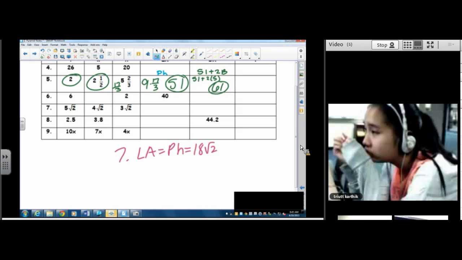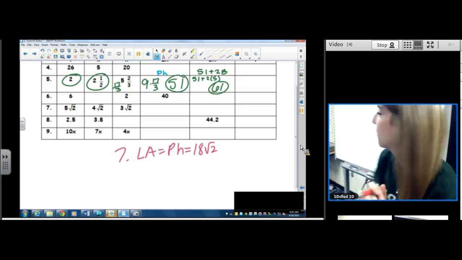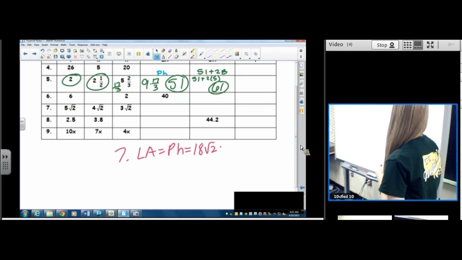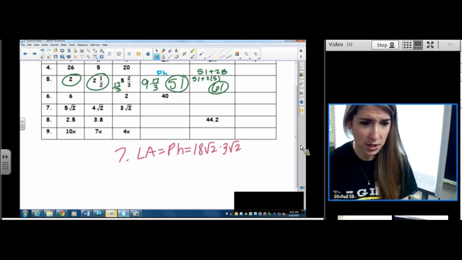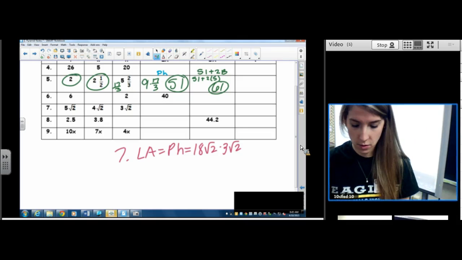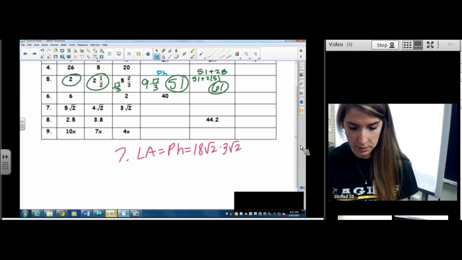The height of the prism is 3 root 2. So now it's just a matter of, do we remember how to multiply radicals or not? So we're going to multiply the numbers on the outside first. 18 times 3.